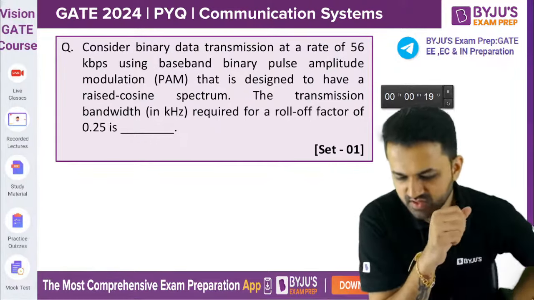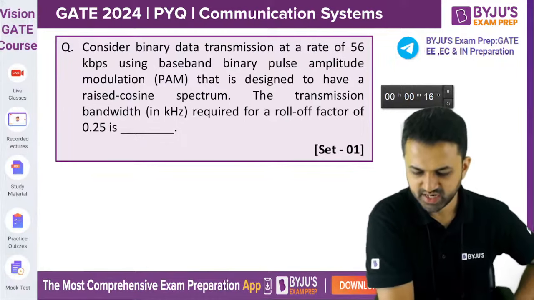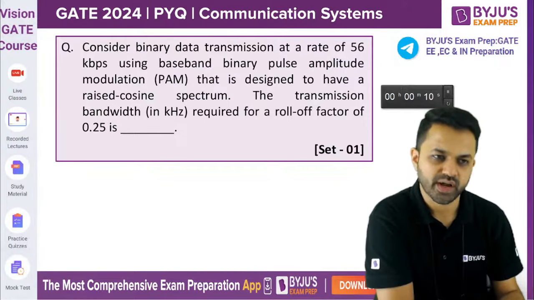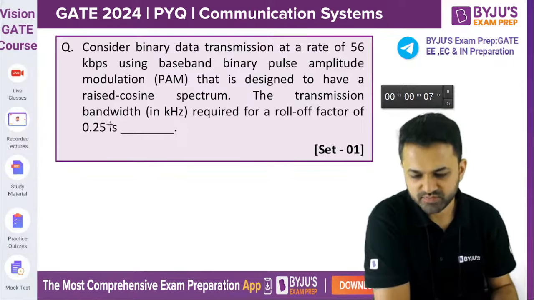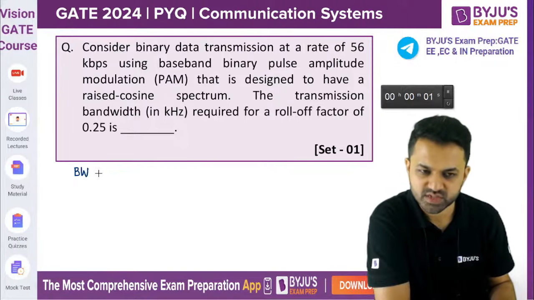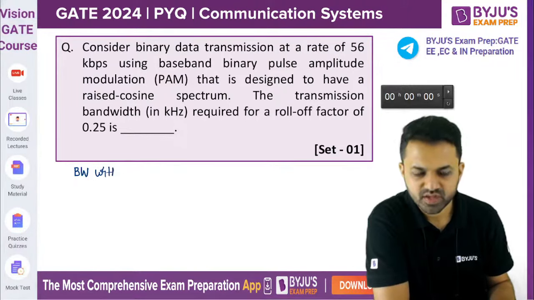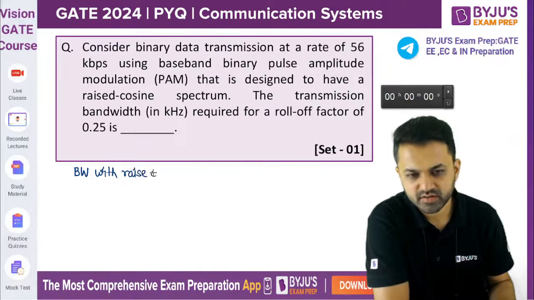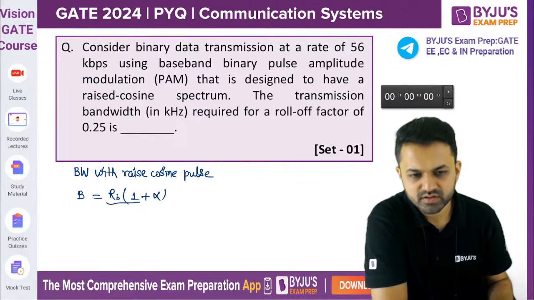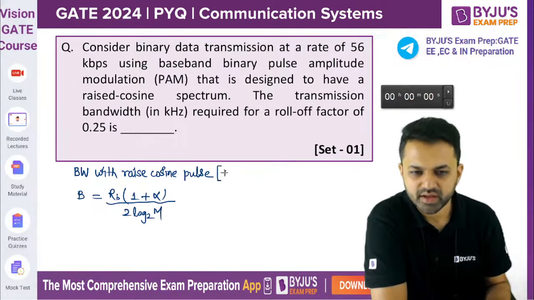Just right after 19 seconds, I will be giving you the solution when a PAM pulse is required, and also I will give you the general formula. So the general formula to calculate the bandwidth with raised cosine pulse is given by B is equal to Rb times (1 plus alpha) divided by 2 log base 2 M. This is for M-ary.